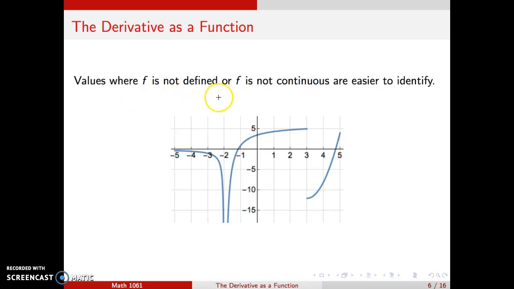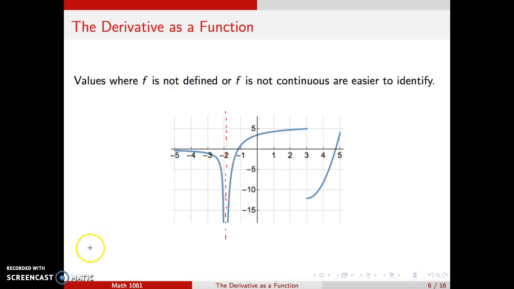So values where f is not defined or not continuous, these are easier to identify. Certainly something like this: the impression that we get here, and this is the interpretation we're supposed to make, is that it looks like we've got a vertical asymptote for that graph, or if you like, an infinite limit.